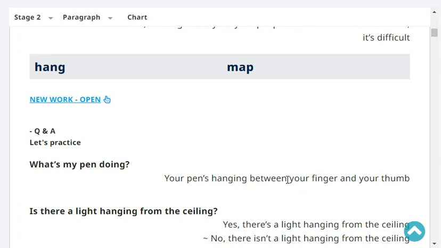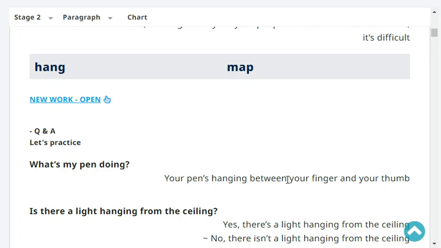What's my pen doing? Your pen is hanging between your finger and your thumb. Very good.